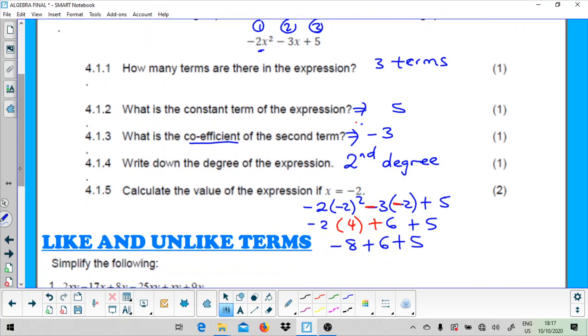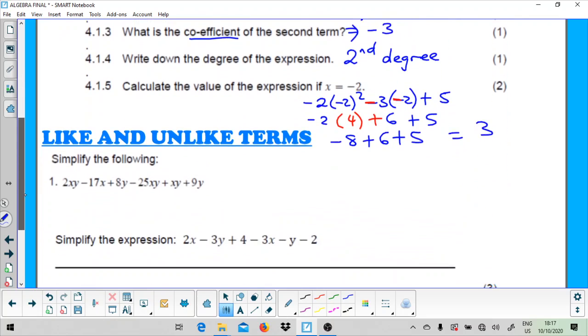Okay, so let's finish it off now. I think all you need to do is to add the numbers. So it's like 6 plus 5, that would be 11. 11 minus 8 should be something equal to 3, isn't it? Okay, so I hope you got that one right, everything there.